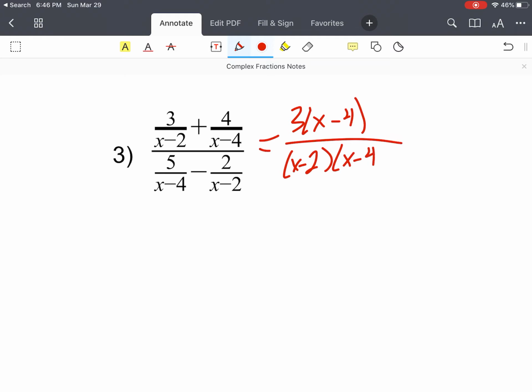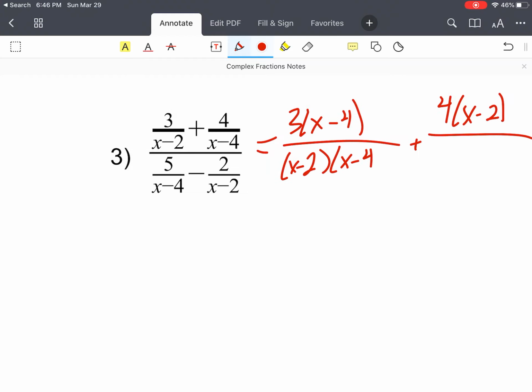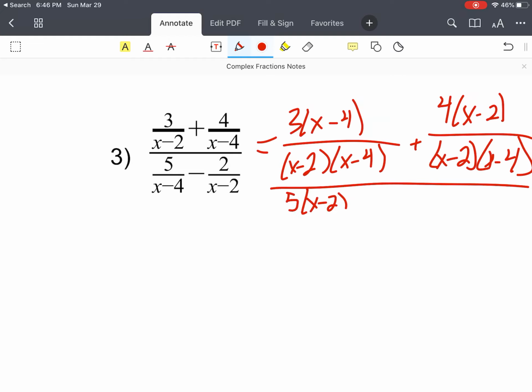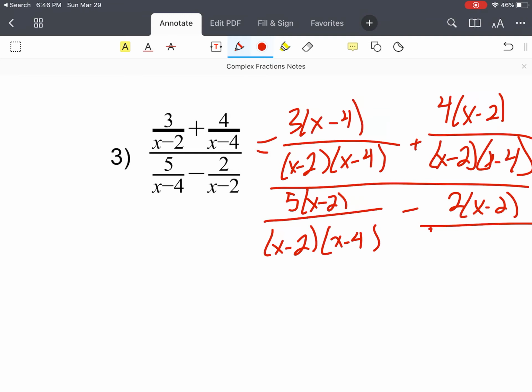over x minus 2 times x minus 4 plus 4 times x minus 2 all over x minus 2 times x minus 4. Okay, and that's all over. Same thing on bottom. So that's going to be 5 times x minus 2 over x minus 2 times x minus 4 minus 2 times x minus 2 all over x minus 2 times x minus 4.